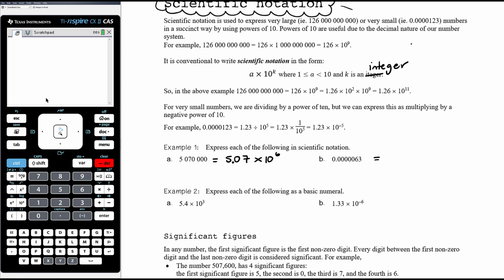Alright, this one here, the 6 and 3 are what we call the significant figures, and then I need to place the decimal point so it's between 1 and 10, so it's going to have to be 6.3. So if I need the decimal point to go here, I'm going to need to divide by 10, 1, 2, 3, 4, 5, 6 times to make it the same as this. So multiply by 10 to the power of negative 6 to divide by 10 6 times.